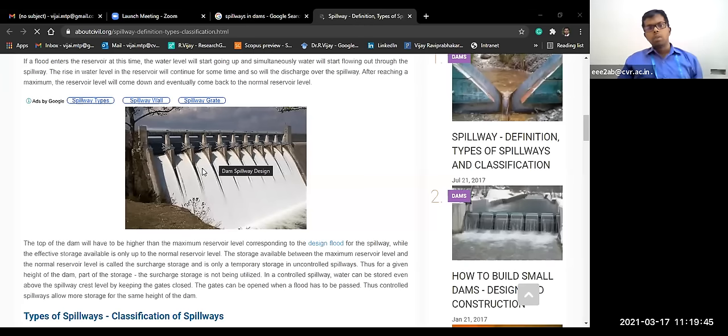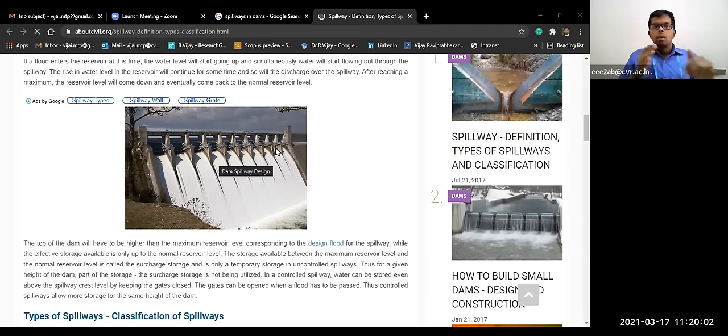Yeah. So this is exactly the spillway. What is the need of the spillway? In the dam, the spillway is always closed. If you see, a big gate will be there, and it will always be closed.